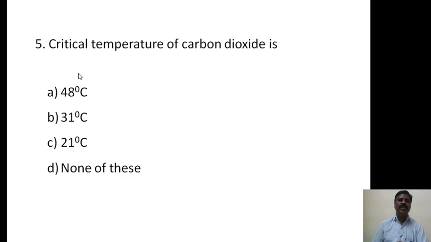Then the fifth question: the critical temperature of carbon dioxide is 48 degrees Celsius, 31 degrees Celsius, 21 degrees Celsius, or D, none of these. I will give just 10 seconds. You have to choose the correct answer.